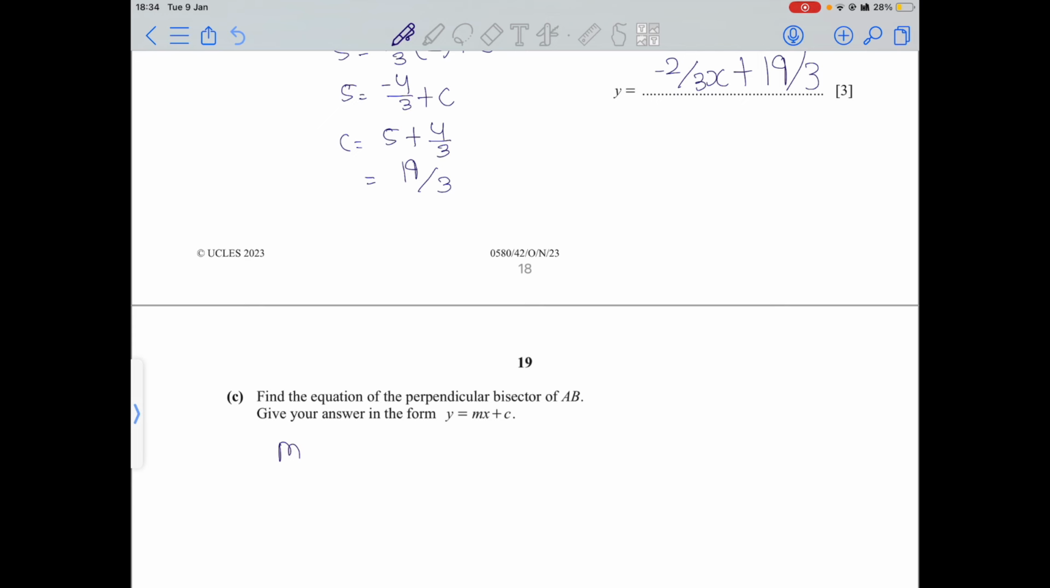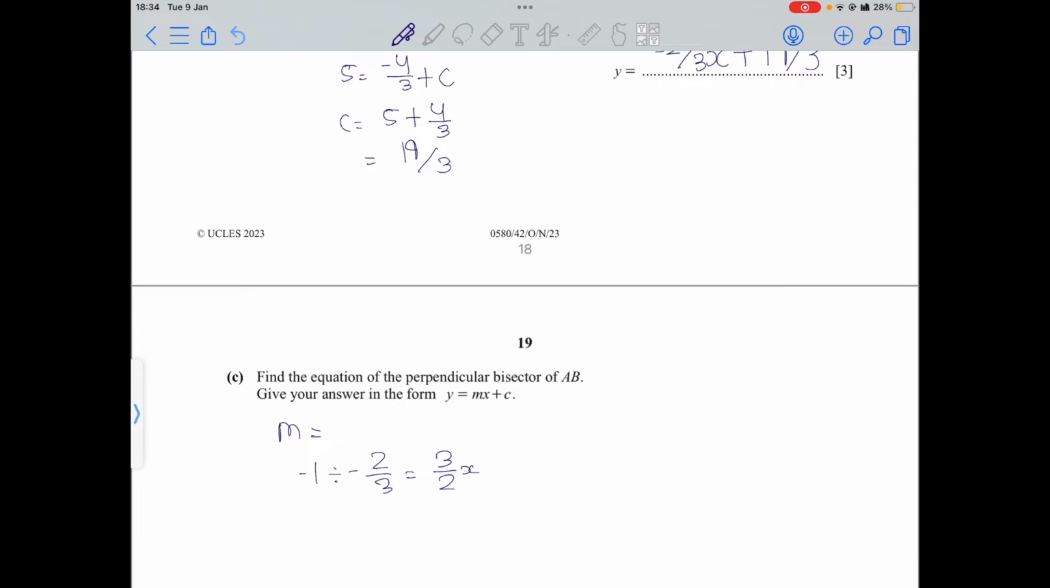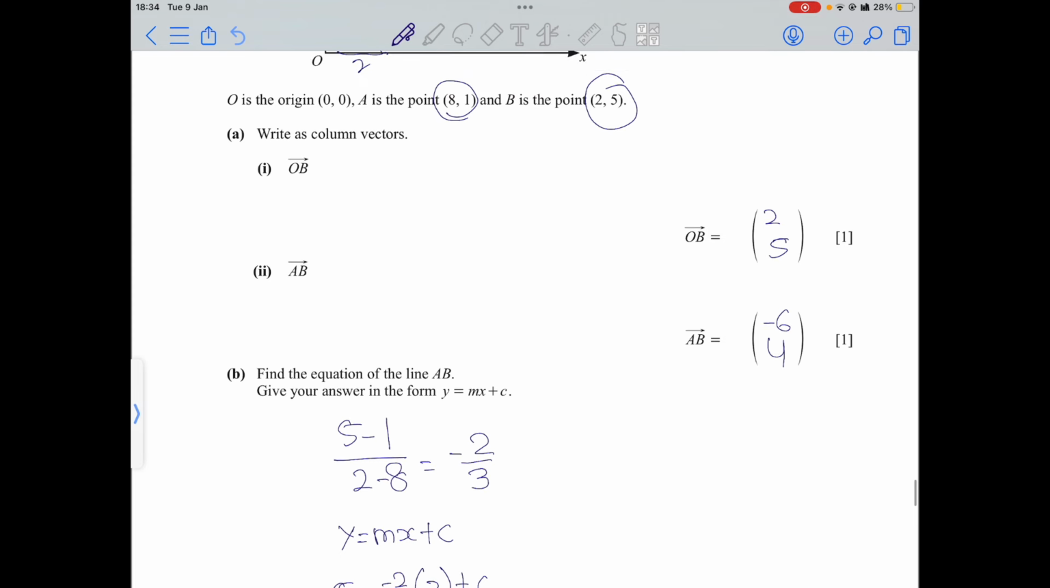Yeah, so to find the gradient, it will basically be negative 1 divided by negative 2 by 3, which is 3 by 2. What we're doing is we're flipping it, and if it's negative, it becomes positive. It becomes positive, negative reciprocal, 3 by 2x.